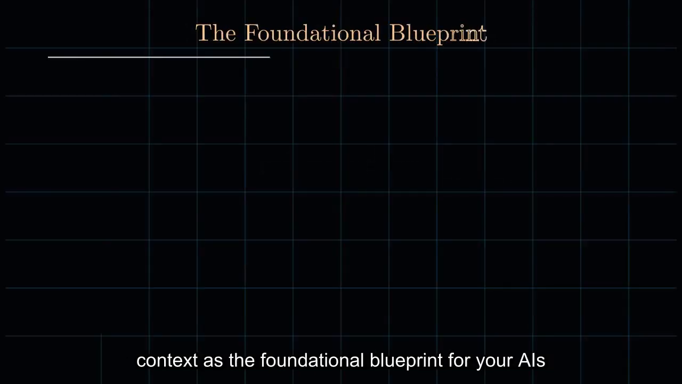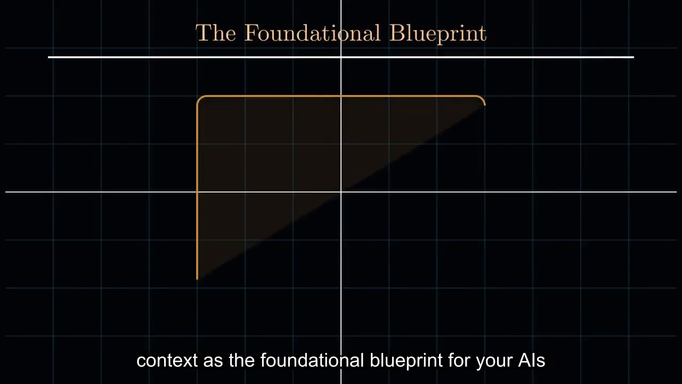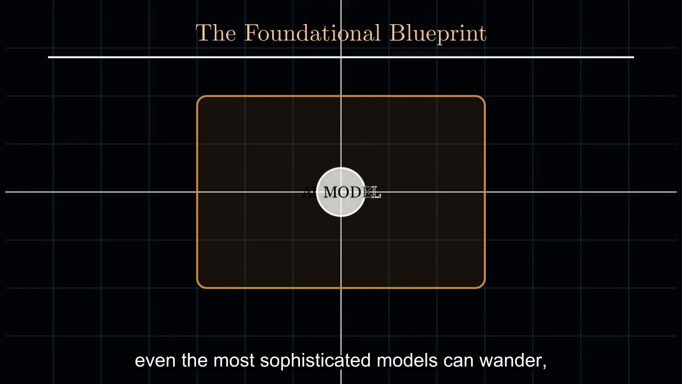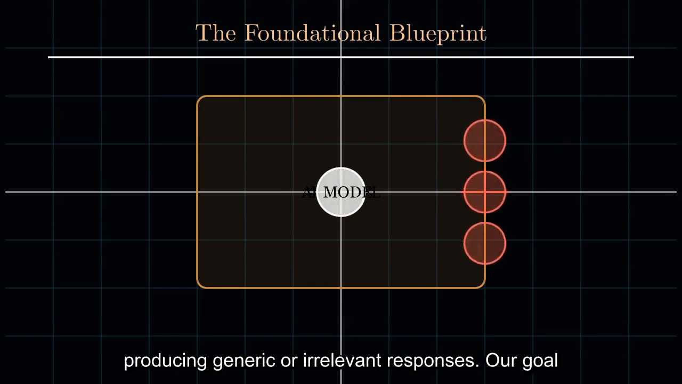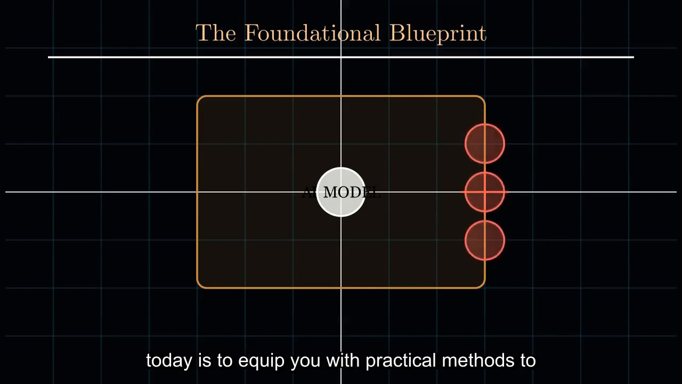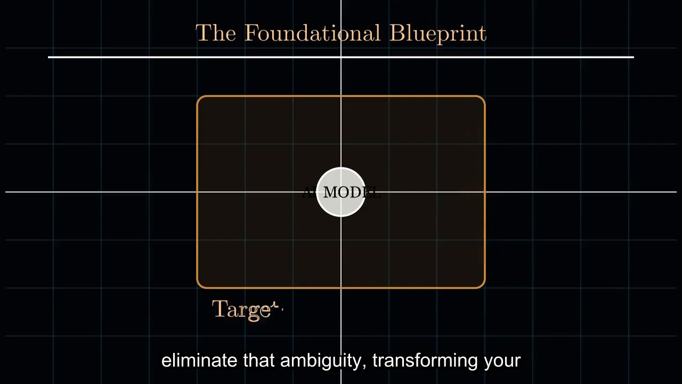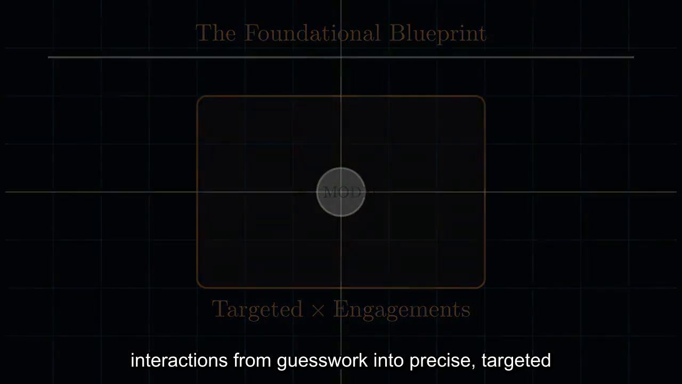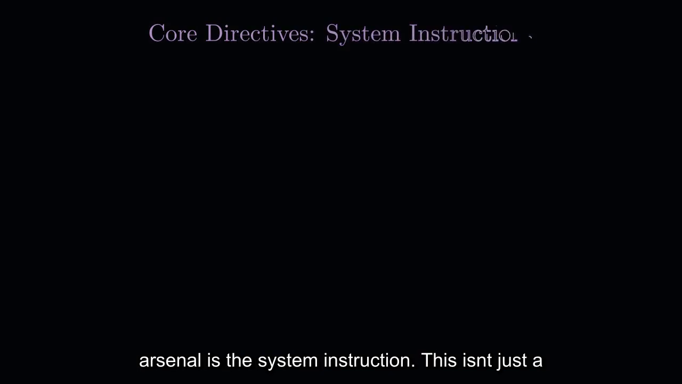Think of context as the foundational blueprint for your AI's understanding. Without a well-defined structure, even the most sophisticated models can wander, producing generic or irrelevant responses. Our goal today is to equip you with practical methods to eliminate that ambiguity, transforming your interactions from guesswork into precise, targeted engagements. One of the most powerful tools in your arsenal is the system instruction.